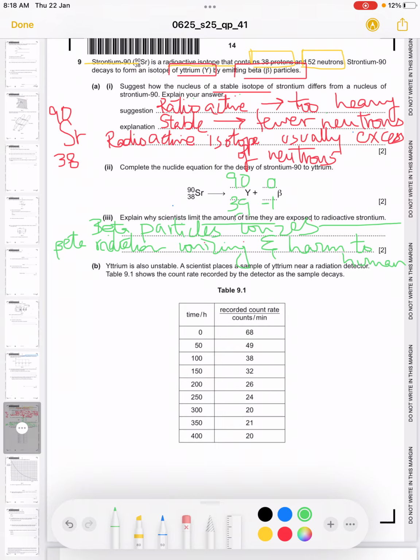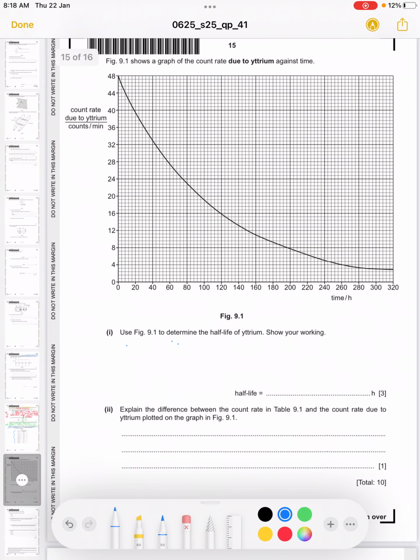Okay, now let's do B part. Yttrium is unstable. Okay, first strontium is unstable. Now yttrium is also unstable, and the scientist places yttrium near a radioactive detector. The paper shows the count rate recorded by the detector of the sample, right? So this is our table where the count rates and the time are given. Figure 9.1 shows the count rate due to yttrium against time.